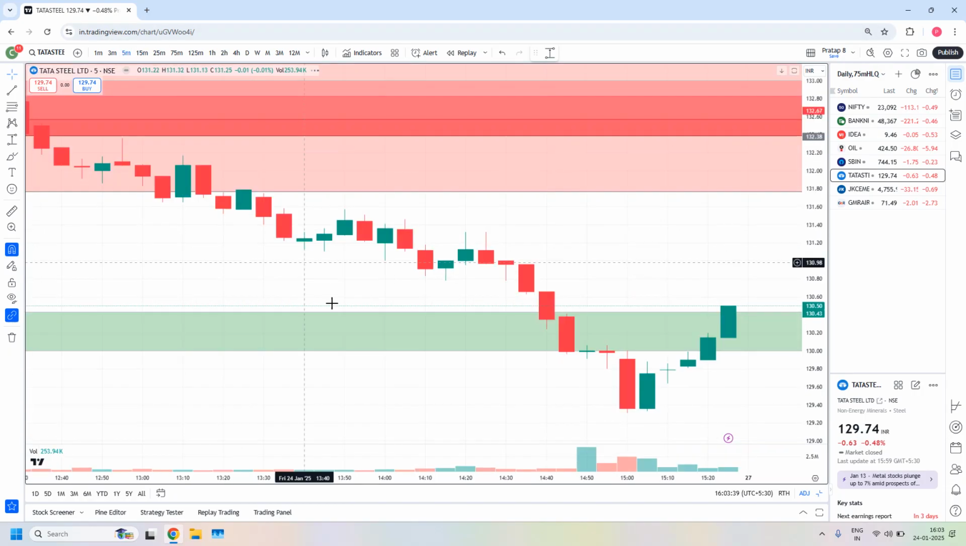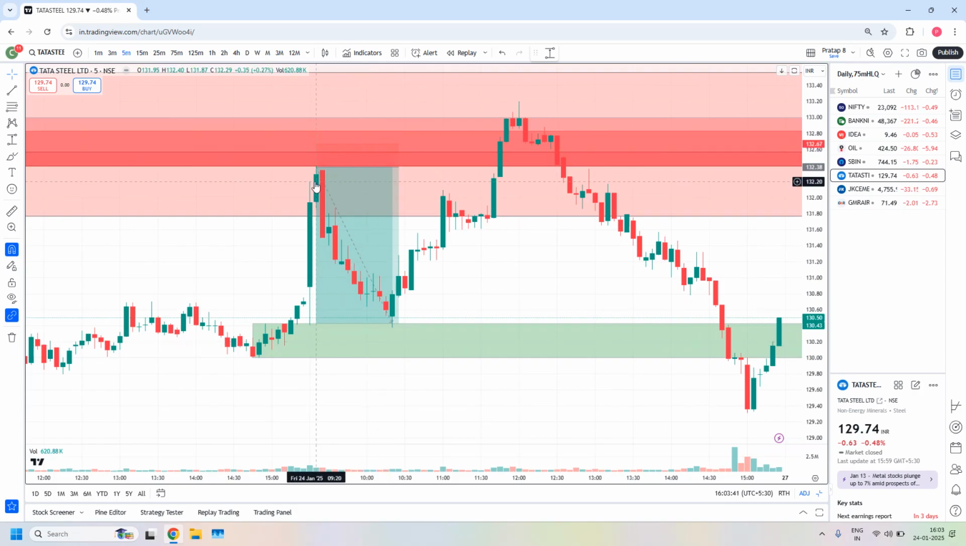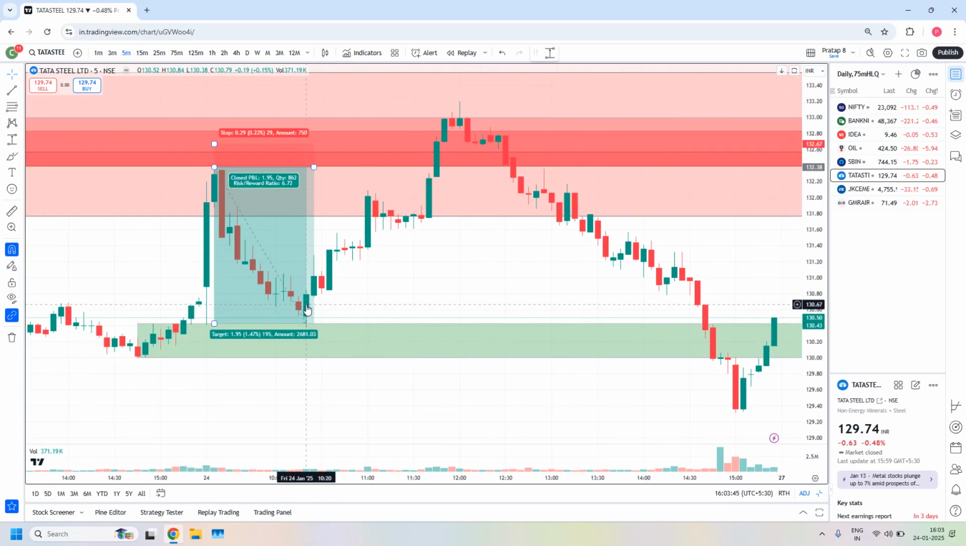If you go to the 5 minutes, we know we got the trade at the 9:25 candle in the morning, and at the 10:20 candle it reached the target. That is the way Tata Steel has achieved 1:6.7 RR.